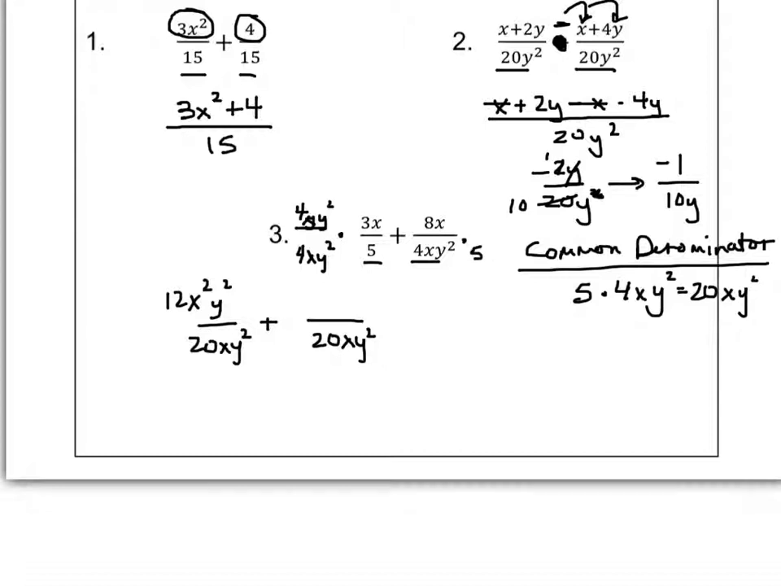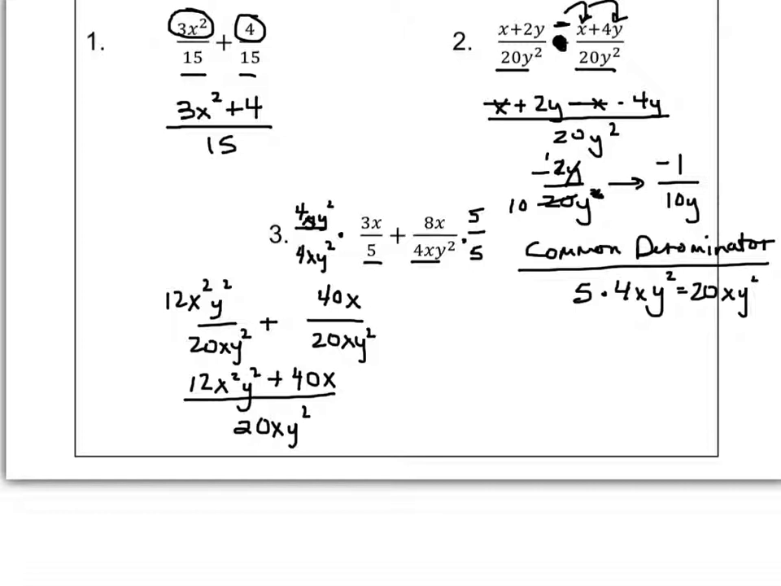I'm going to multiply this guy by 5 over 5. That's the part that's missing. 8x times 5 is 40x. And I have a 20y squared on the bottom. So now when I combine these, I end up with 12x squared y squared plus 40x all over 20xy squared. Okay, now, just because you've put these together doesn't necessarily mean that you're done.